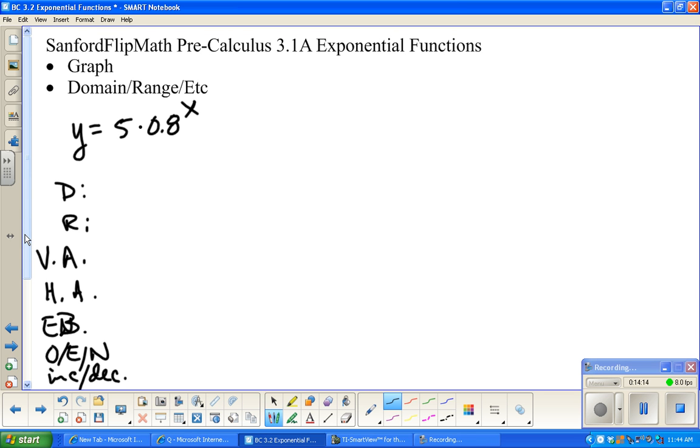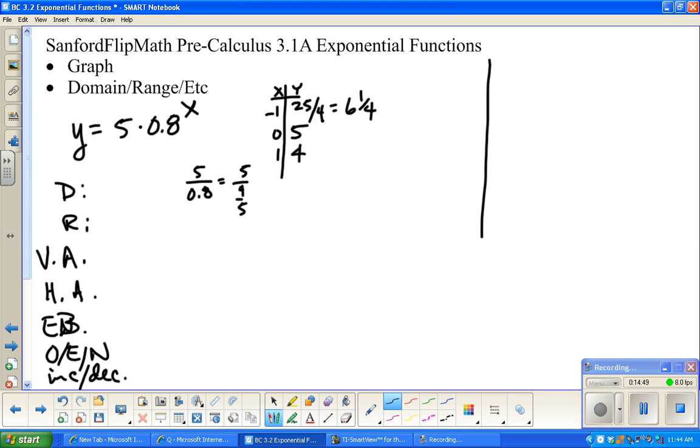If I do a little table of values, I'm going to do a very little table of values. -1, 0, 1. 0 is going to be 5 because 0.8 to the 0 power is 1. 0.8 to the 1 is 0.8 times 5 would be 4. And to the -1, well, that'd be 5 over 0.8, which is the same thing as 5 over 4/5, so that's 25/4, also known as 6 1/4. All right, so just a little sketch of what's going on so far.